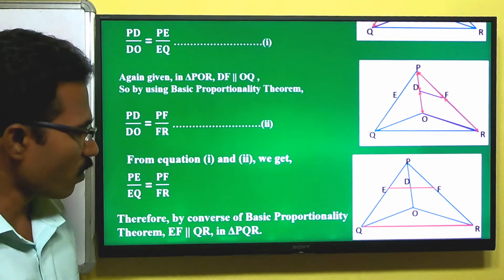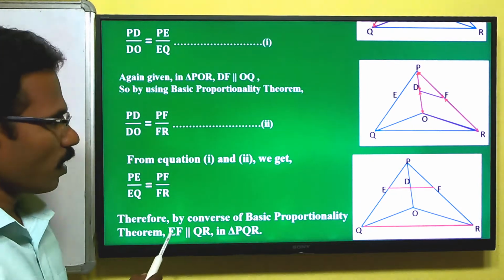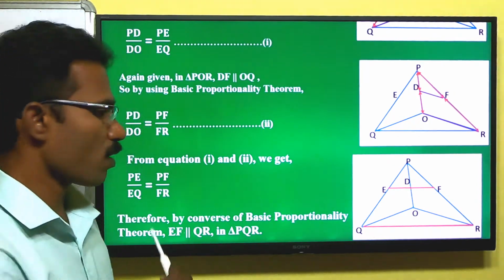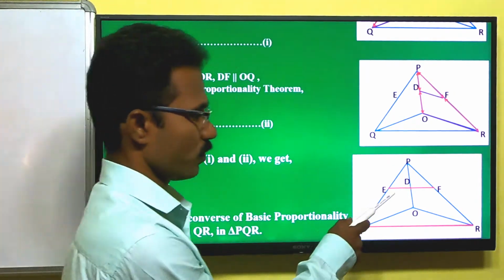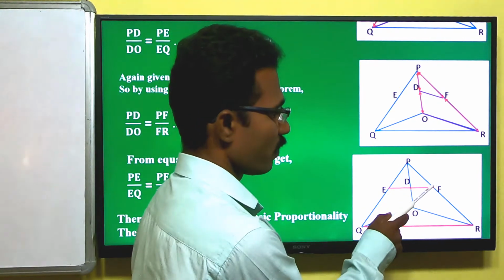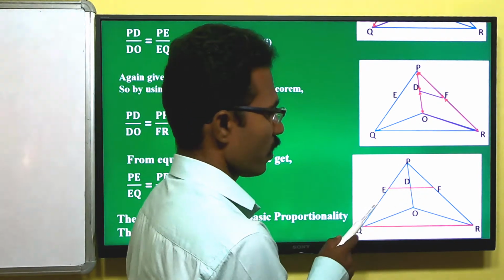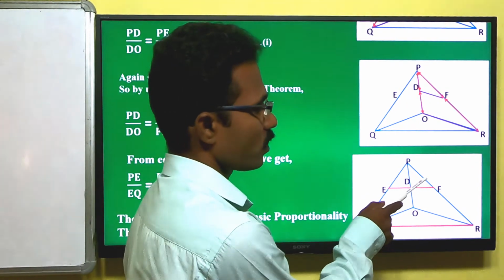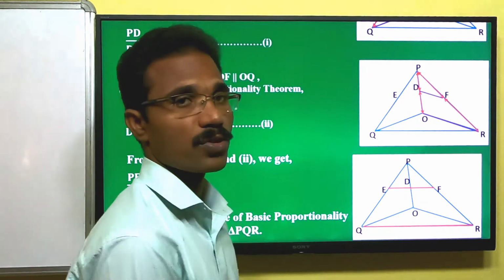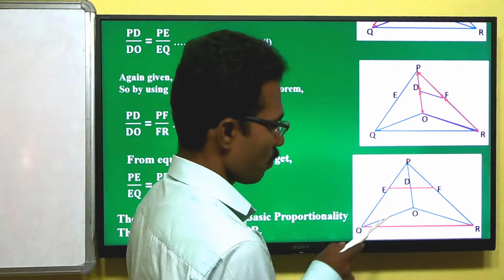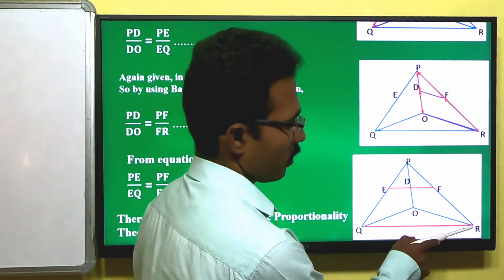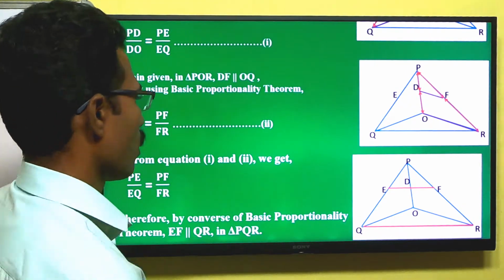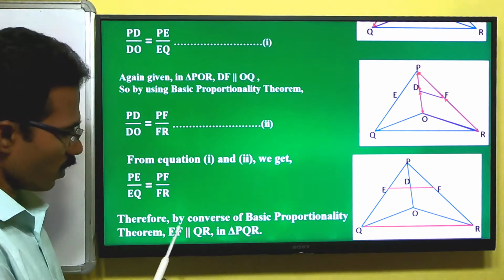Therefore, by the converse of the basic proportionality theorem, EF is parallel to QR. According to the converse of the basic proportionality theorem, if a line divides two sides of a triangle in the same proportion, then this line must be parallel to the third side. So by the converse of the basic proportionality theorem, we have proved EF parallel to QR.